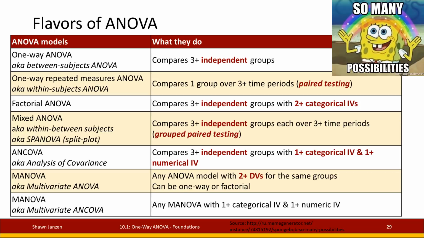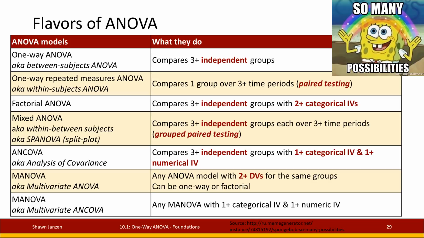Now, factorial ANOVAs are just like one-way ANOVAs, except we can add in additional independent variables that are typically categorical. And so you've got 2 or more categorical independent variables. And we can see how they play off of each other and interact with each other as they pertain to the dependent variable. Mixed ANOVAs, also known as within-between subjects or SPANOVAs, take 3 or more independent groups just like our one-way, but they also take them over time periods. So it's taking the one-way and combining the paired effects of the one-way repeated, and mixing them up into a mixed ANOVA.